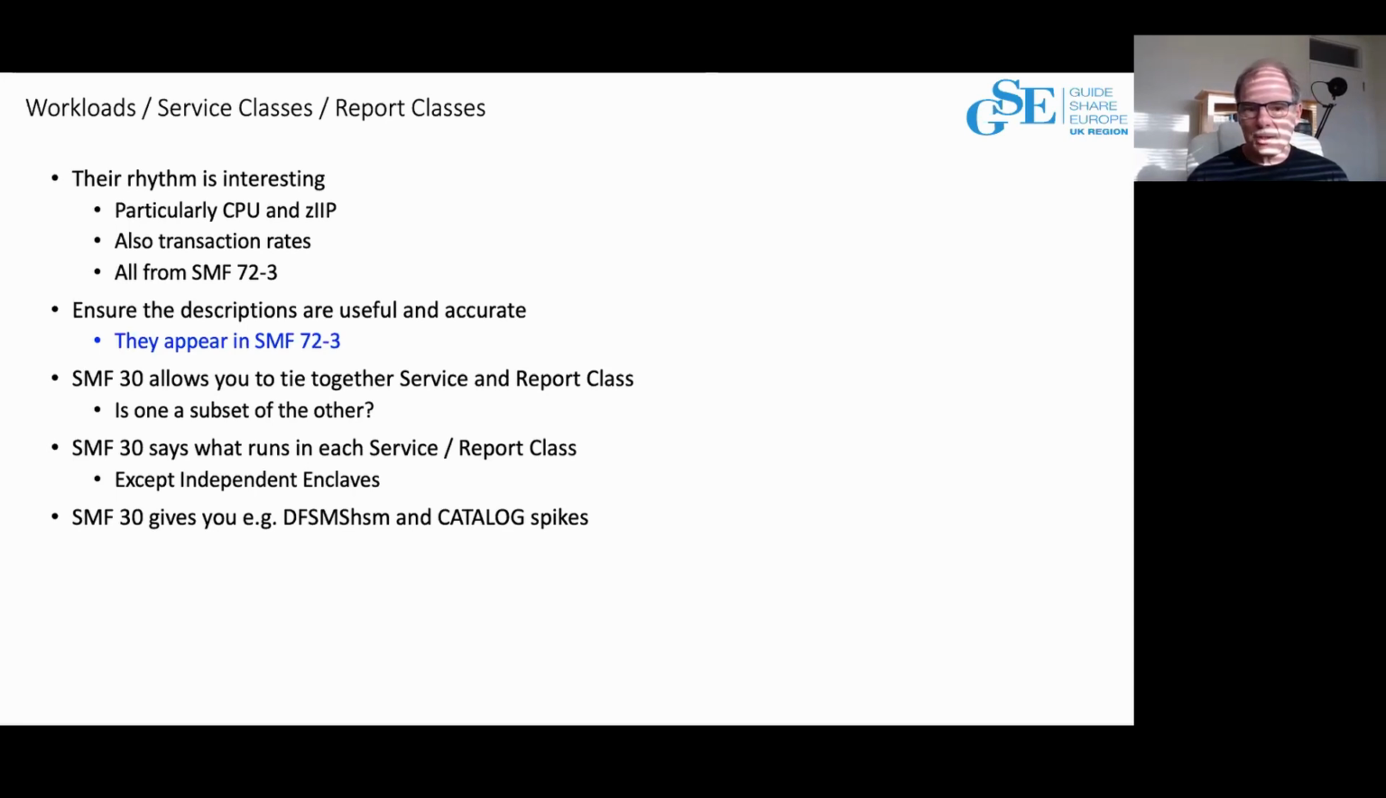In the 72 subtype 3, well, obviously the service class, workload, and report class names are in there, but so are the 32-character descriptions of the service class or the workload or the report class. It's a good idea if they're usefully described. It's a good idea if those descriptions are accurate. Probably not the best of ideas to stick the goal value in the description, let alone in the service class name.